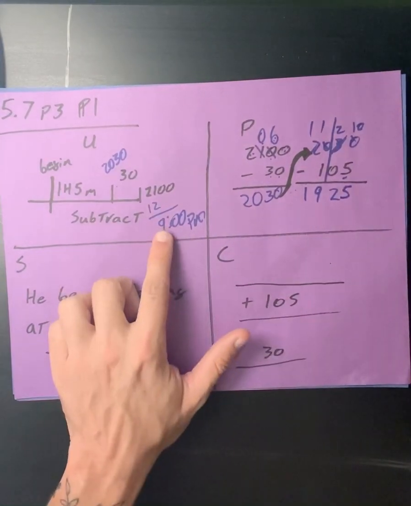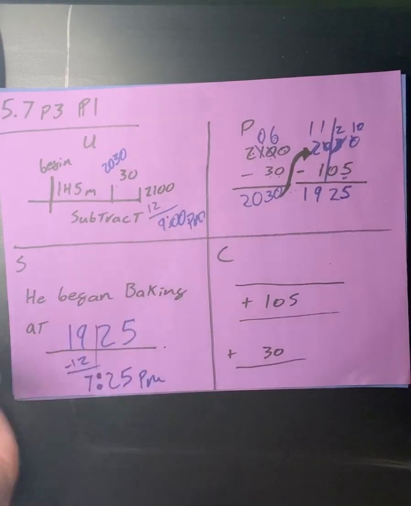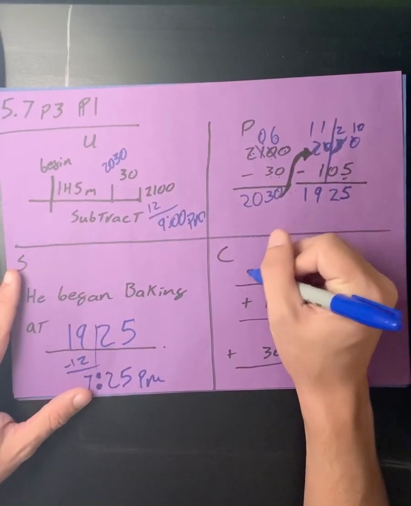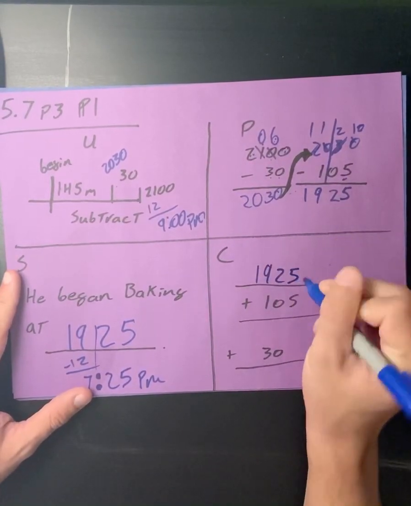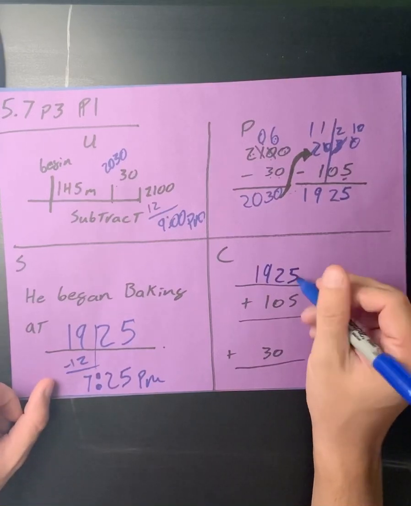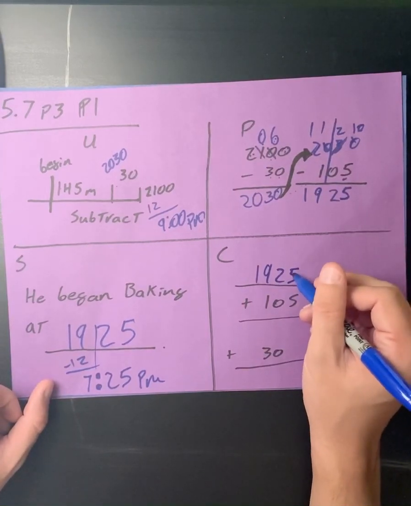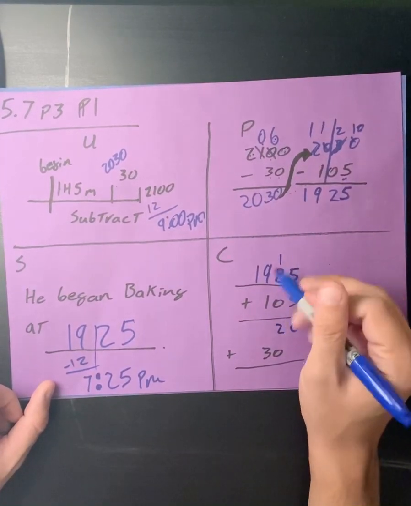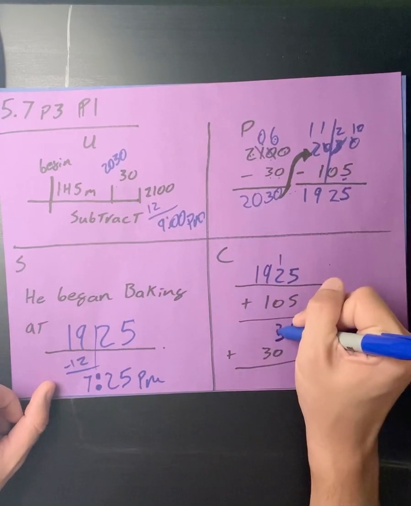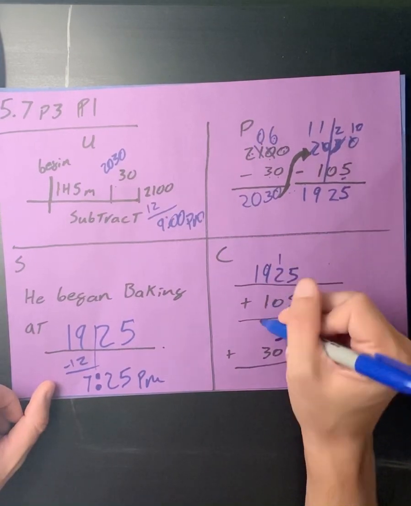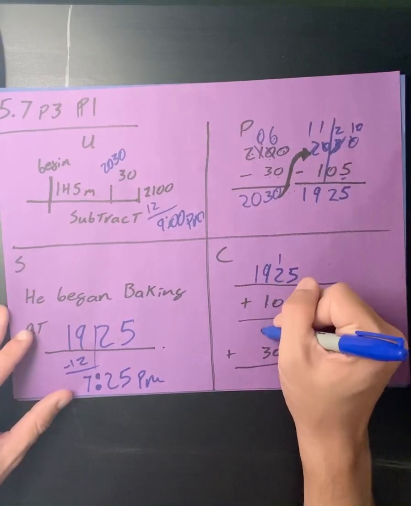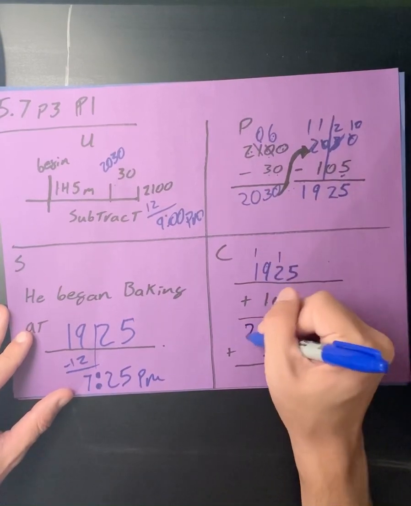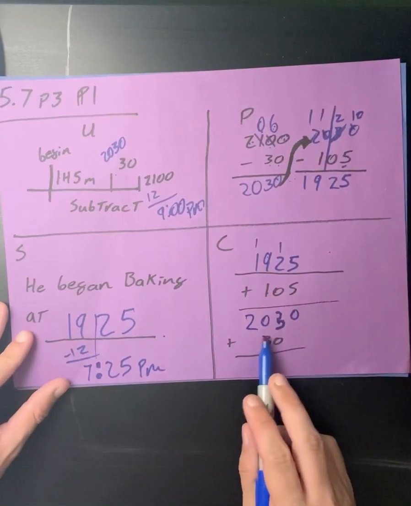To double check my work, because I subtracted, I can add to figure out what time he ended. If he ended at 9 o'clock or 2100 hours, then I know I did my math correctly. So if I add 1925, that was my original answer. Add this up, I have 5 plus 5, that's 10. 10 plus 20 is 20, or 30, I should say. 900 plus 100 is 10. 1,000 plus 1,000, it's 2,000. So now I've got 2,030.